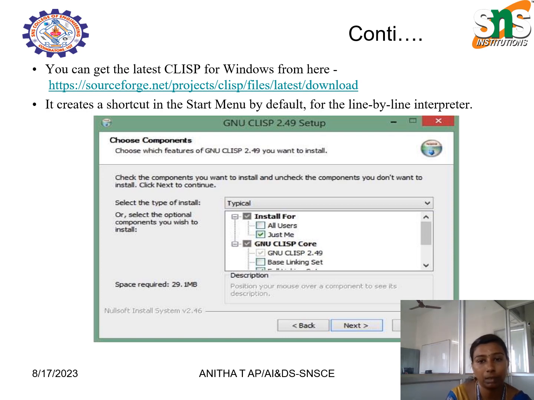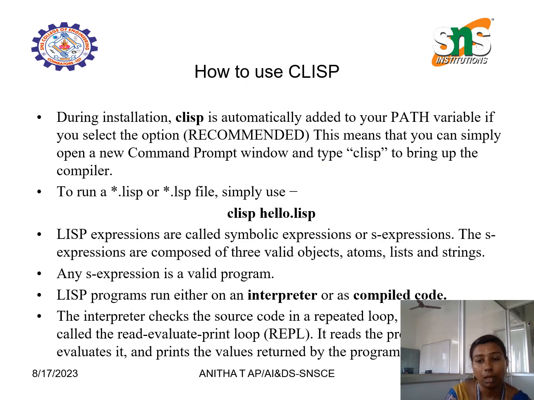This is the Lisp setup once you install it, and how to use Lisp. During installation, Lisp is automatically added to your path variable if you select the option. This means that you can simply open a new command prompt window and type Lisp to bring up the compiler. To run a .lisp file, simply use clisp hello.lisp.